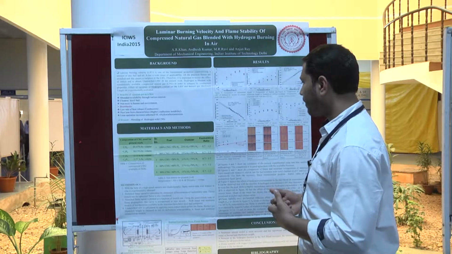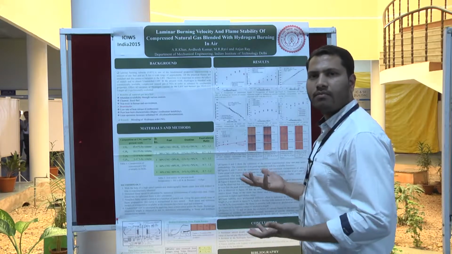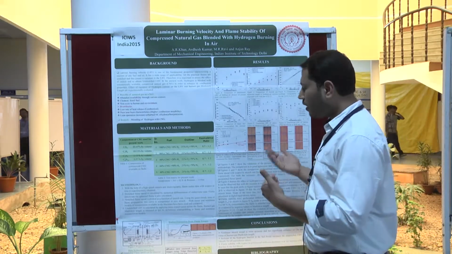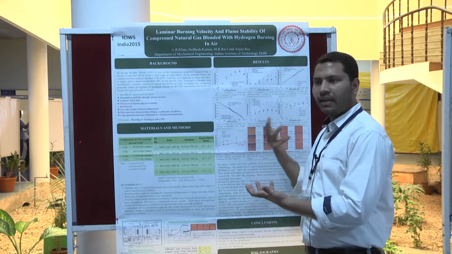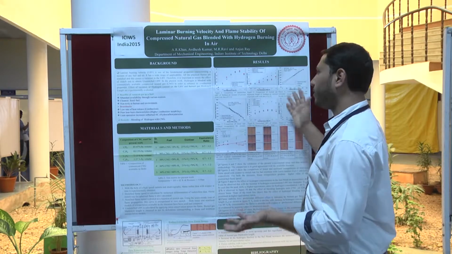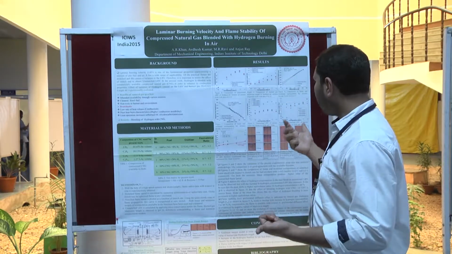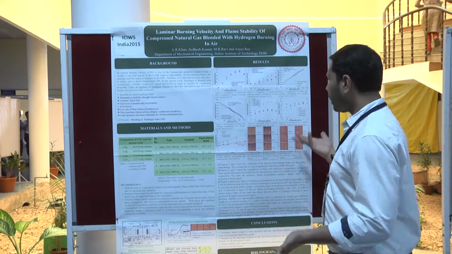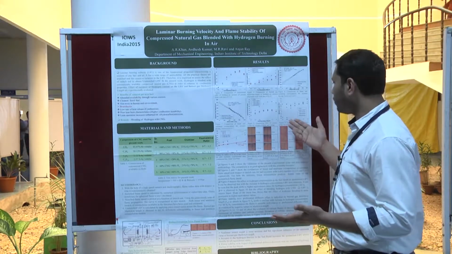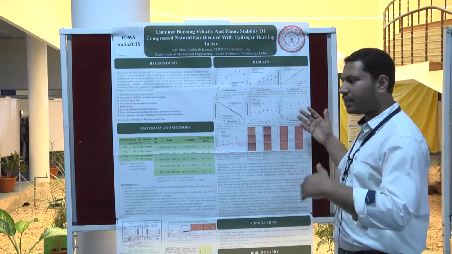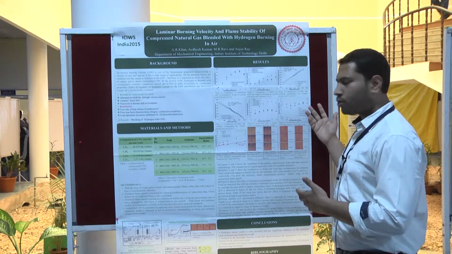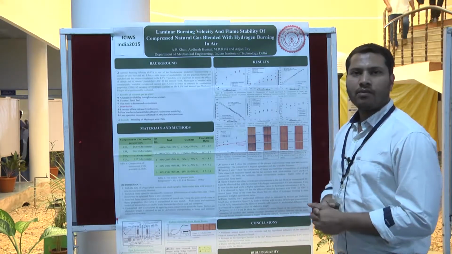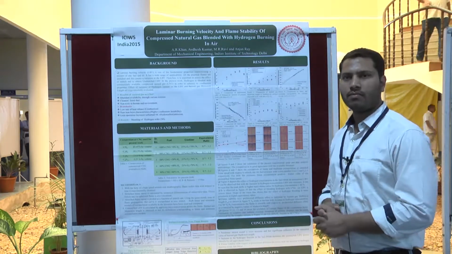So I want to say that if we add more hydrogen compared to a smaller amount of hydrogen in the flame, the peak laminar burning velocity point will be shifted towards the richer fuel side, and the Markstein length will decrease as compared to low hydrogen percentage. So the flame will be unstable due to preferential diffusion for a higher percentage of the blend. So these are my conclusions.